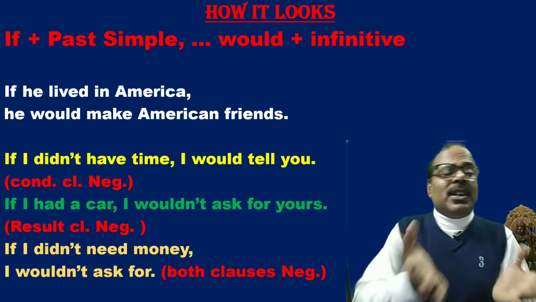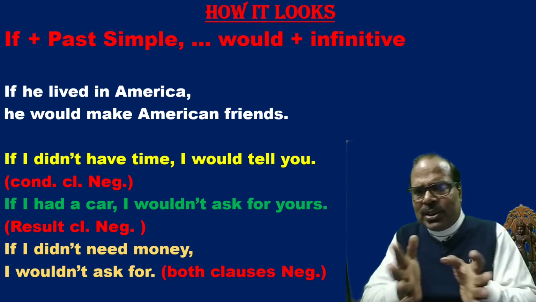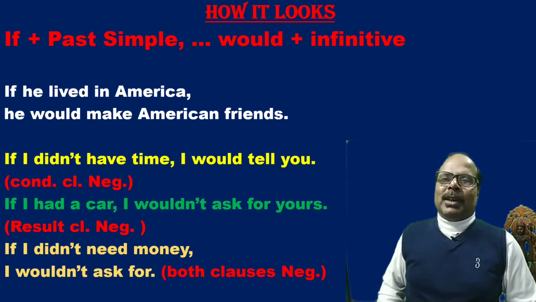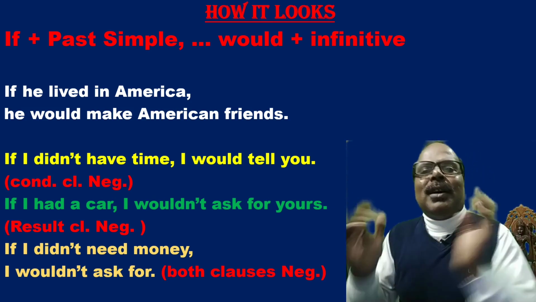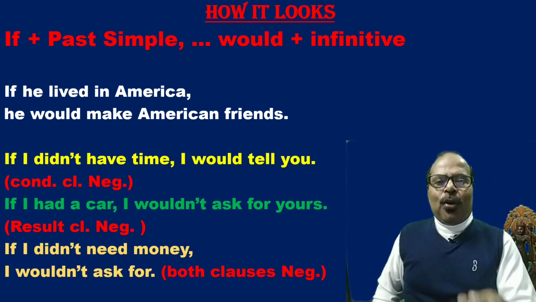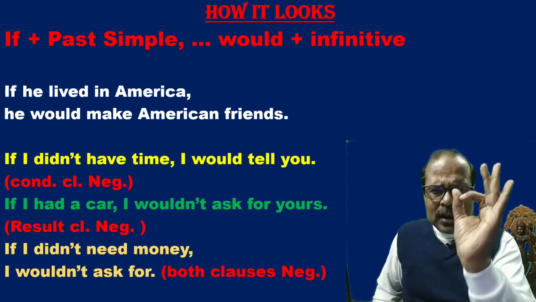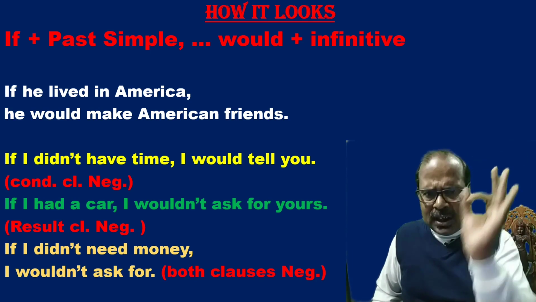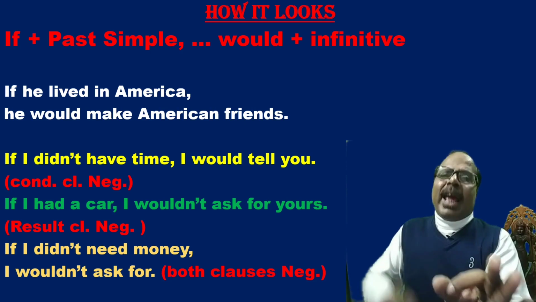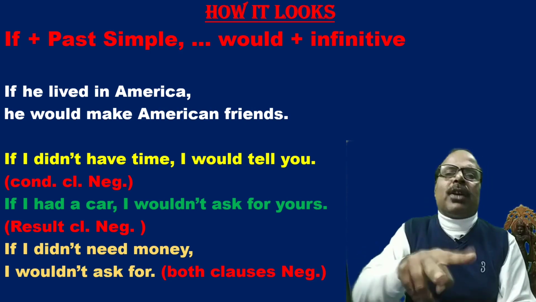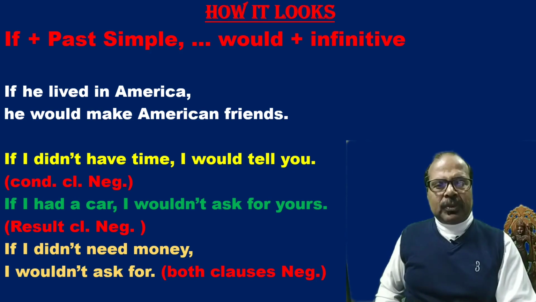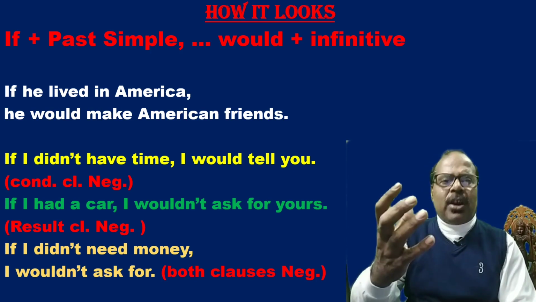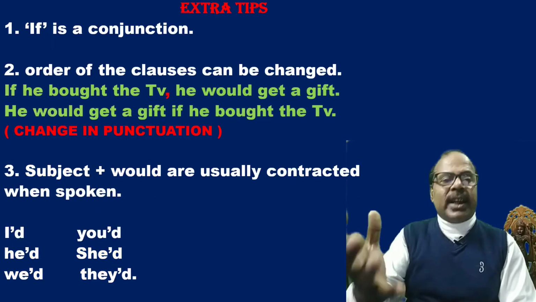If I didn't need money, I wouldn't ask for it. আমার যদি টাকার প্রয়োজন না থাকতো, তাহলে আমি চাইতাম না. So, the conditional clause can be negative, the result clause can be negative. Again, in a sentence, both the clauses can be negative. So this is the basic structure of second conditional.